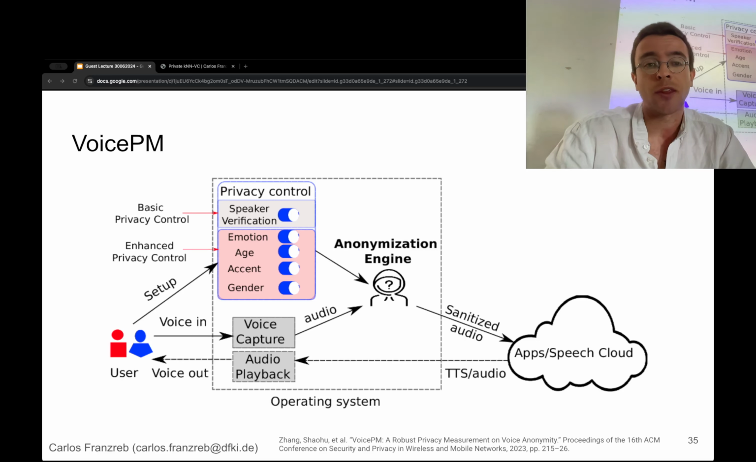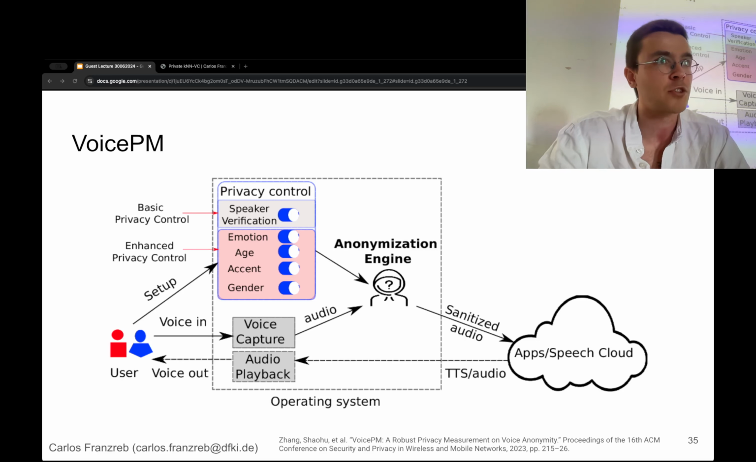Another positive aspect of this kind of evaluation is that it is much more explainable. So you can really see which kind of attributes are being leaked and which not, which can give developers more ideas to improve their anonymizers.